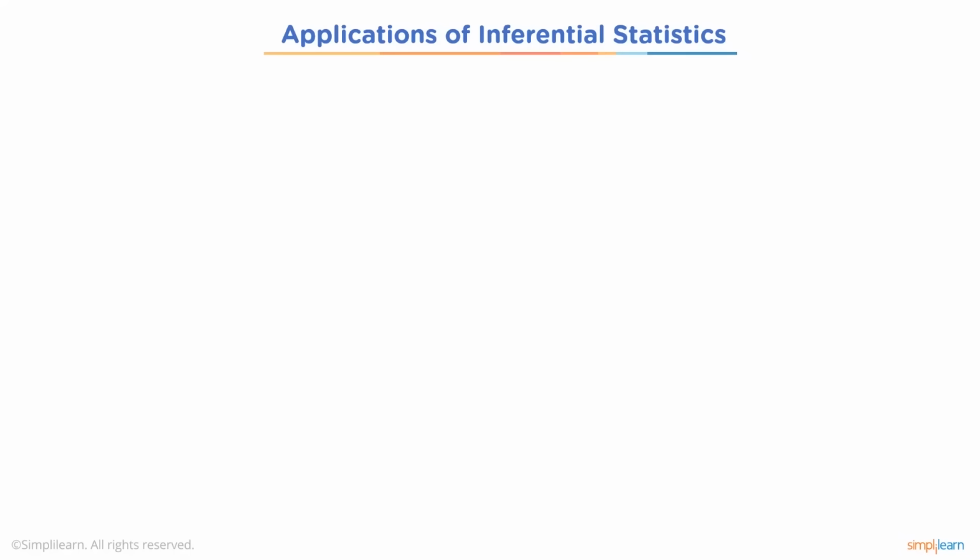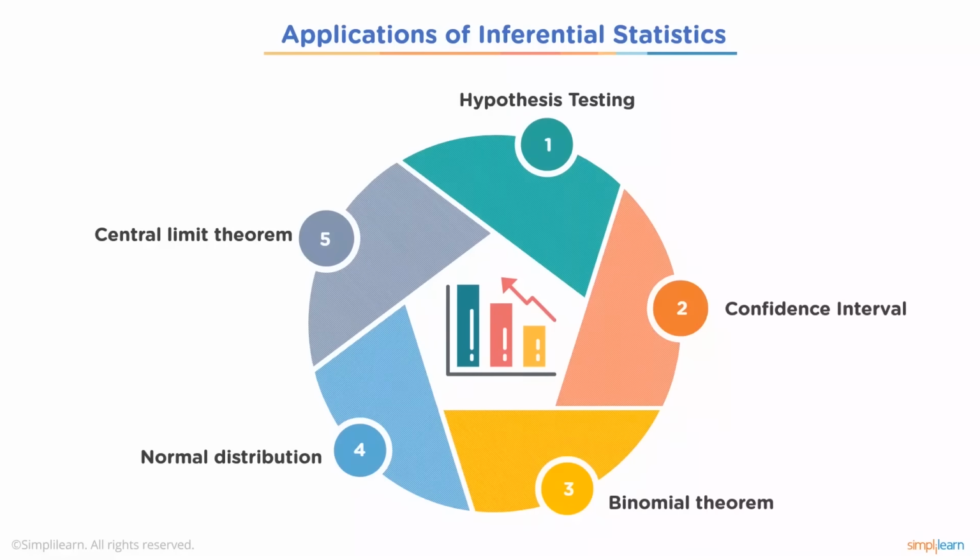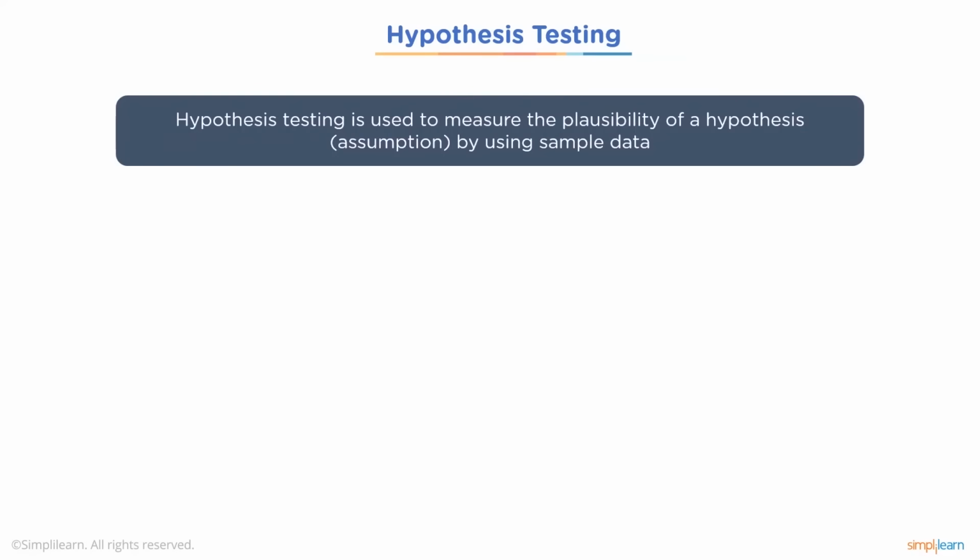Let's take a look at the applications of inferential statistics. Very central is what they call hypothesis testing, and the confidence interval, which goes with that. And then as we get into probability, we get into our binomial theorem, our normal distribution, and central limit theorem. Hypothesis testing is used to measure the plausibility of a hypothesis, an assumption, by using sample data.